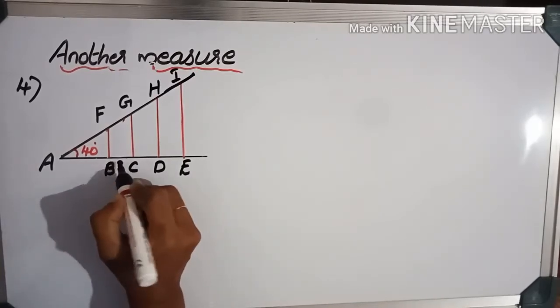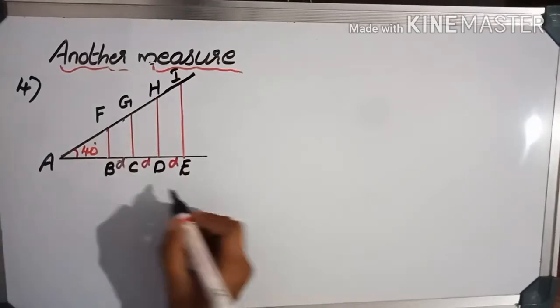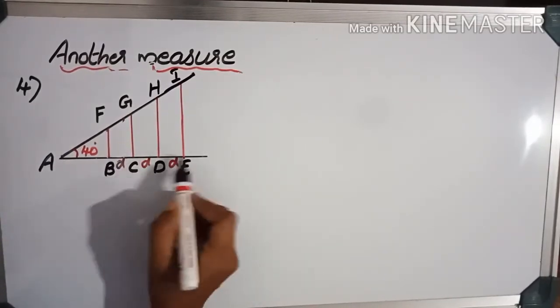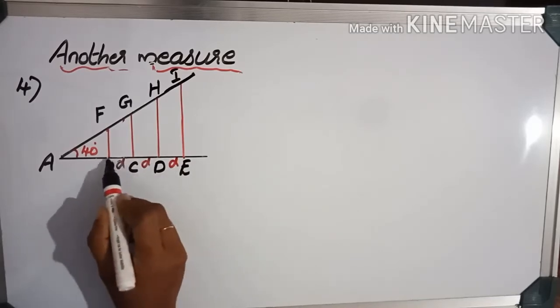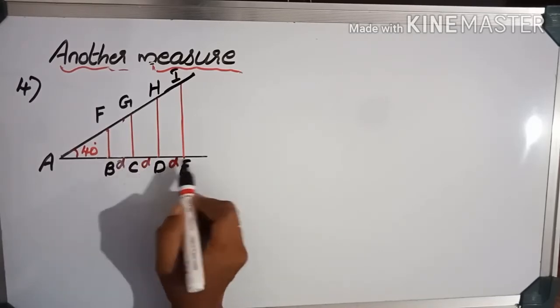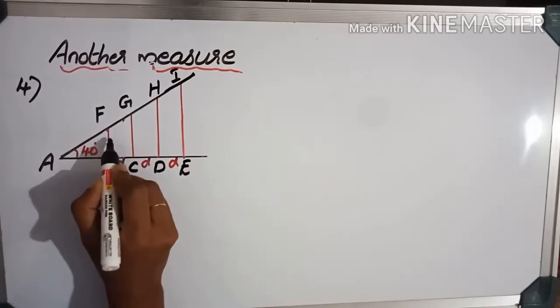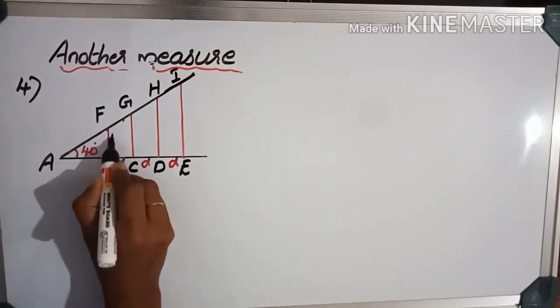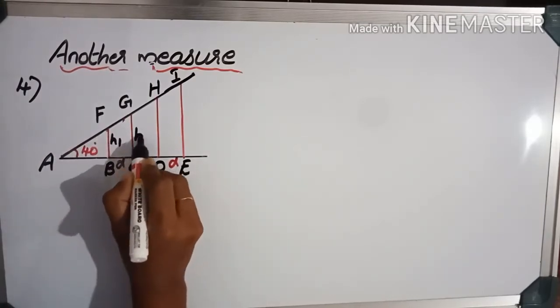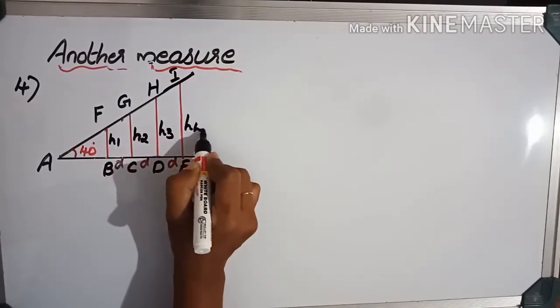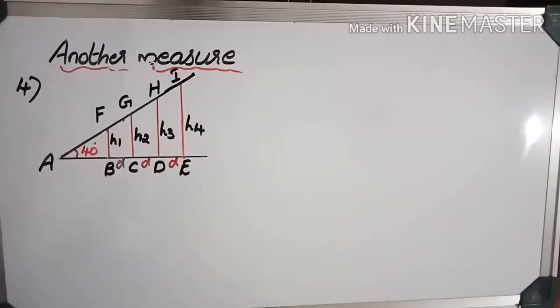Okay, all are the same distance, so let's consider the distance as small letter d. So b to c is the same, c to d is the same, d to e is also the same, that is d. Equally spaced. Let's mark the heights: the first one as h1, next is h2, next is h3, then h4. Okay, four perpendicular heights we have.